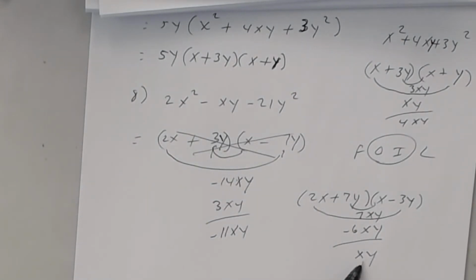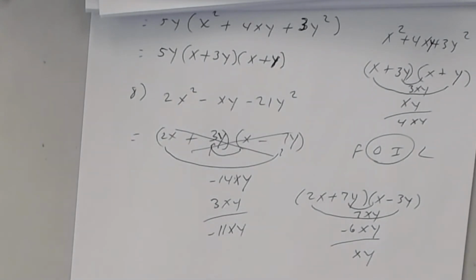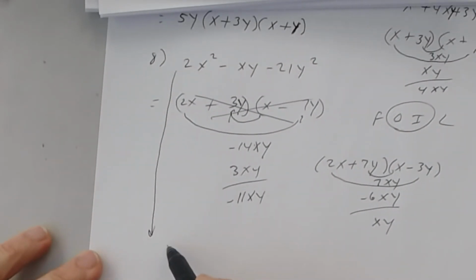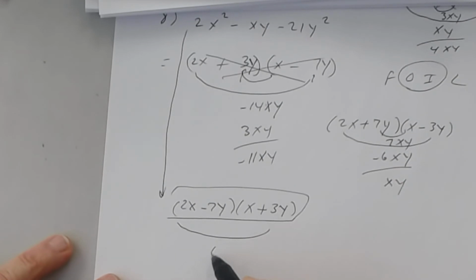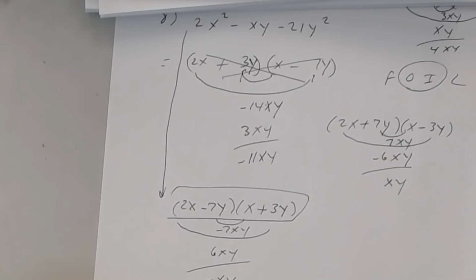So that means, you see, xy and negative xy are opposites. That means all I got to do is what? Change the signs. So then the answer should then be 2x minus 7y times x plus 3y. Now, again, before you go on, check. What's the outer this time? 6xy. What's the inner? And when you add them up, what do you get? Which is what you wanted right here. All right, so that was number 8.